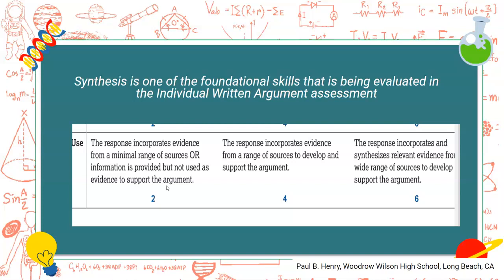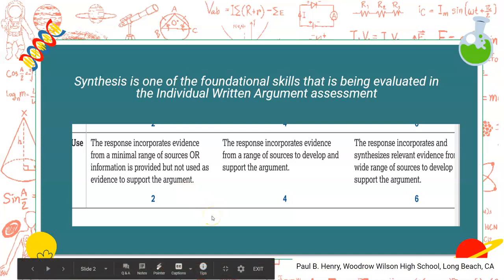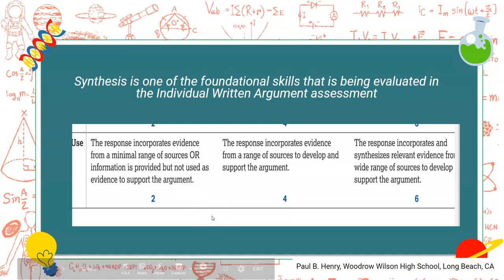Okay, let's keep in mind synthesis is one of the foundational skills that is being evaluated in the individual written argument assessment. So here I've pulled the language out from row 4 of the College Board rubric. And let's take a look at the differences between low, medium, and high. For a low score, the response incorporates evidence from a minimal range of sources, meaning I don't have enough expert sources, I don't have enough peer-reviewed sources, or maybe I only have 3 or 4, or information is provided but not used as evidence to support the argument.